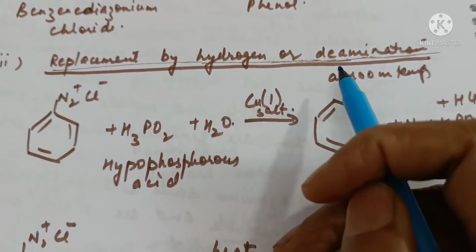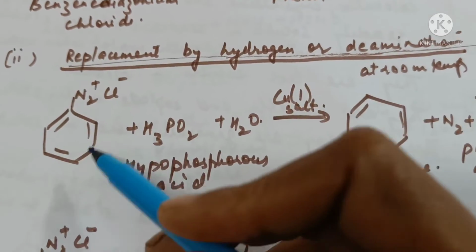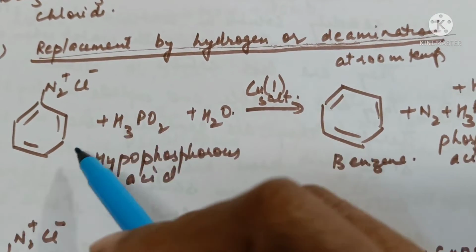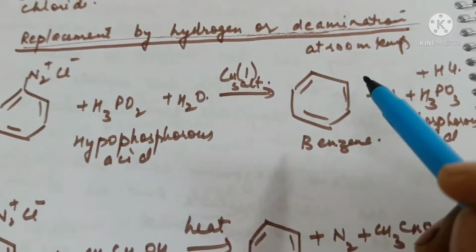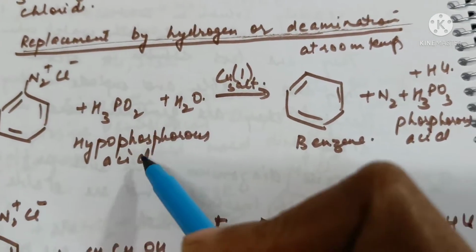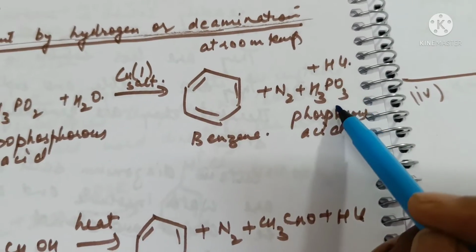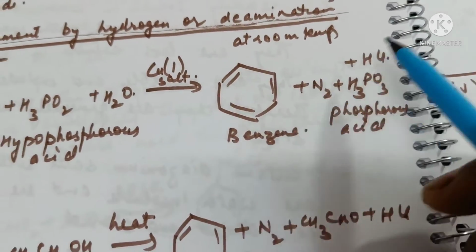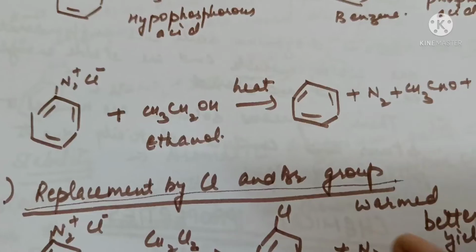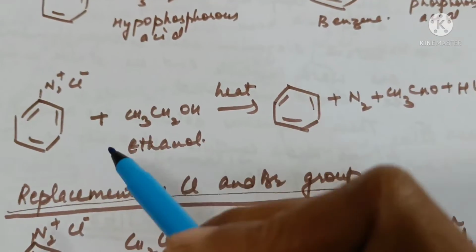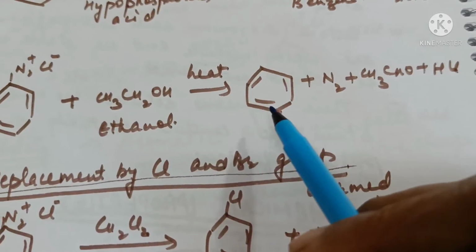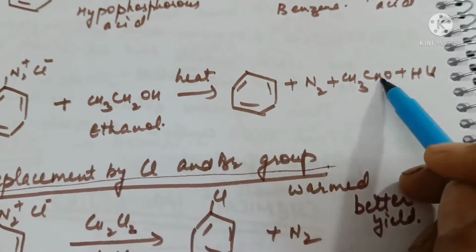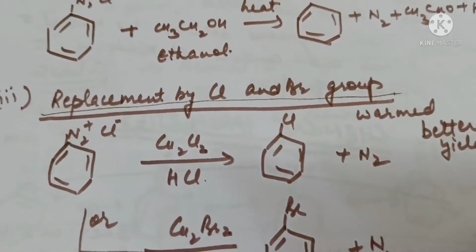Replacement by hydrogen, or deamination. Diazonium chloride, when reduced with hypophosphorus acid and water, gets reduced to benzene; hypophosphorus acid gets oxidized to phosphorus acid, and nitrogen and HCl are also formed. It can also be reduced with ethanol. When heated with ethanol, it forms benzene, and ethanol gets oxidized to aldehyde.